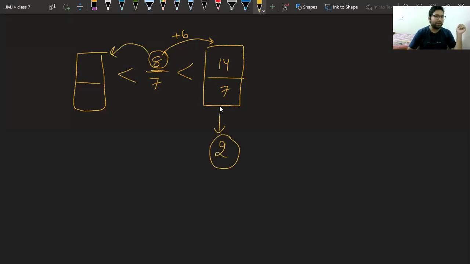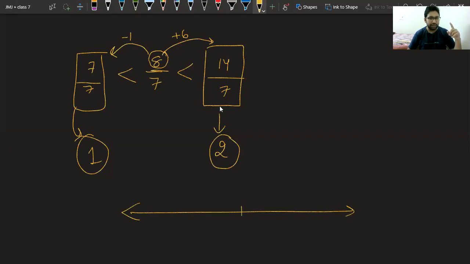And what is the minimum number that I should subtract from 8 so that it becomes divisible by 7? Please tell me, minus 1. Yes, this will give me 7 upon 7, that is 1. So this way I got to know one thing for sure. This number is lying on the number line between 1 and 2. So class, till this point, is it clear to everyone?